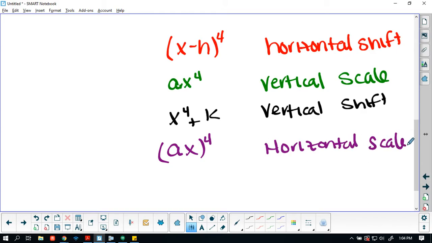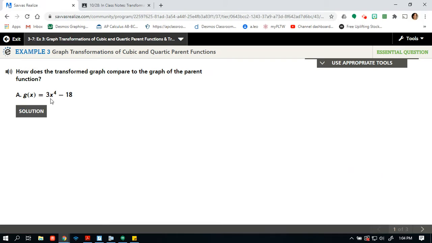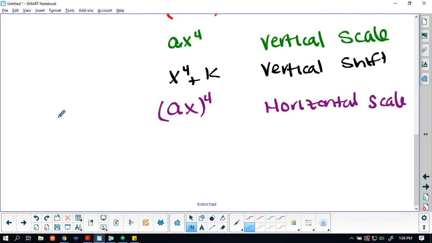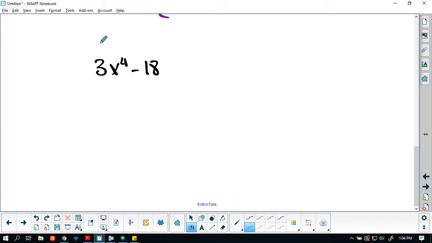So let's look at our function here. Our function is 3x to the fourth minus 18. Okay, so already I can see that I have an a times x to the fourth. So this a is equal to 3. K is equal to negative 18.